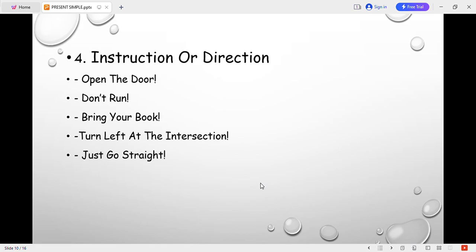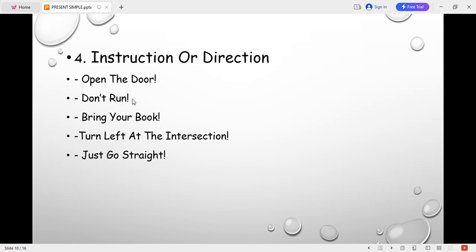For example, open the door. This is an instruction, and I put an exclamation mark at the end of the sentence. Open the door. We don't have the subject here, but we know that the tense we use in this sentence is present simple, because this is an instruction. Instructions refer to the present simple.